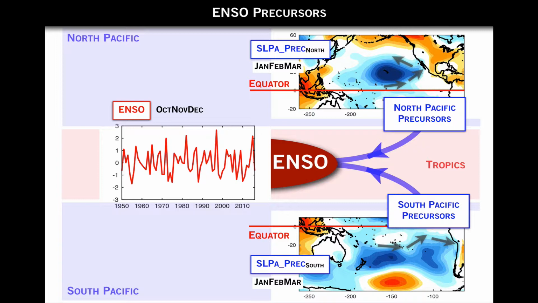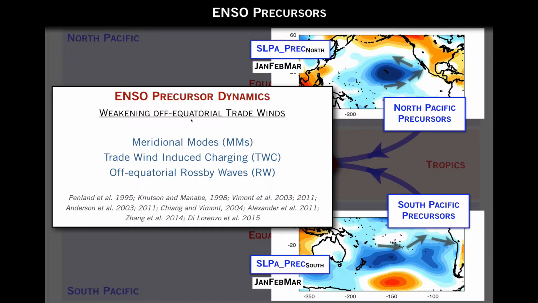If you look at these patterns, and I'm sorry there's no values here in the correlation bar, you see that they're both associated with the weakening of the off-equatorial trade winds. Now, this weakening of off-equatorial trade winds has been identified as important in a whole bunch of ENSO precursor dynamics, which are listed here. These include things like meridional modes, trade wind induced charging, off-equatorial excitation of off-equatorial Rossby waves, and so forth. So we know that these off-equatorial trade winds, in fact, are important in exciting or energizing the tropical variance, and in particular ENSO.